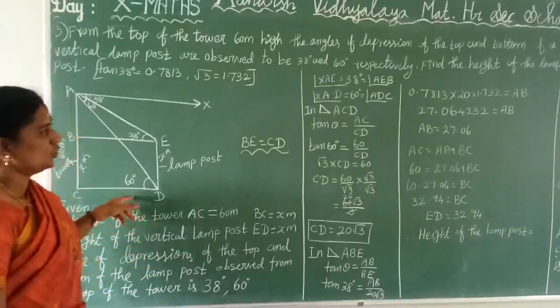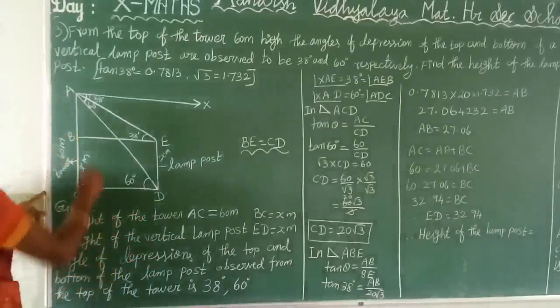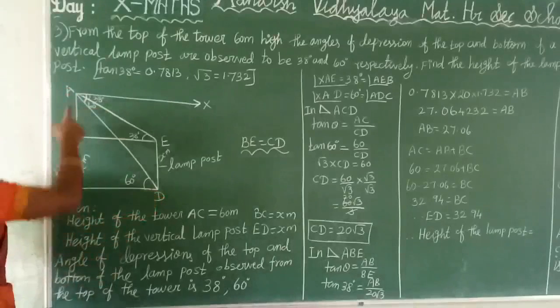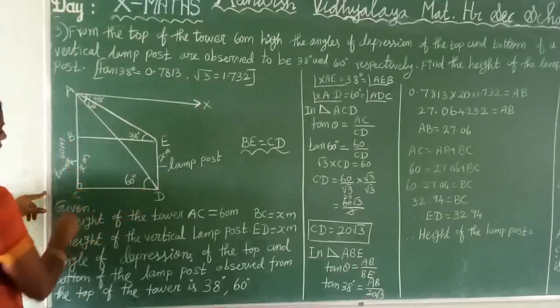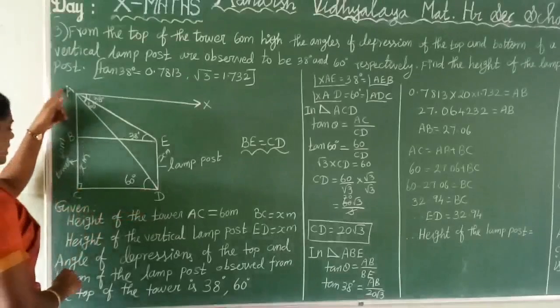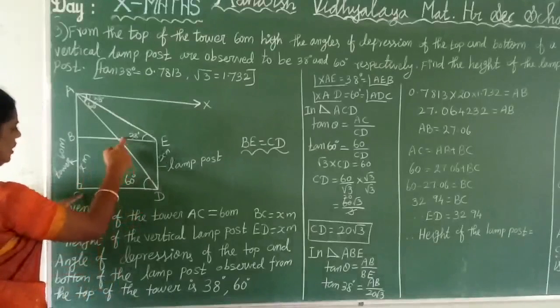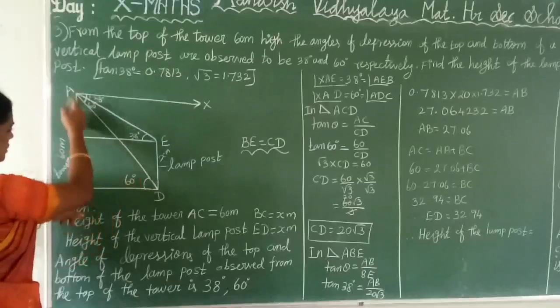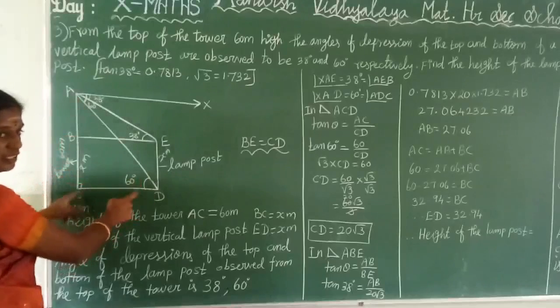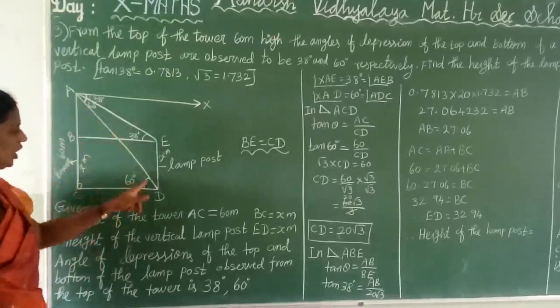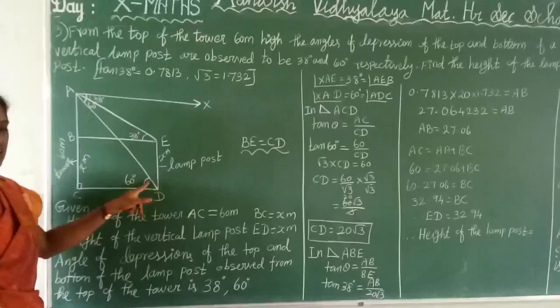Clear? So next we choose which triangle. First choose ACD. This is a right angle triangle. Here make 90 degree. So right angle triangle ACD. This is theta. This one is the hypotenuse, this one is opposite, this one is adjacent. So opposite and adjacent means tan theta. If we need the hypotenuse, we select sin and cos. Otherwise we select tan theta.